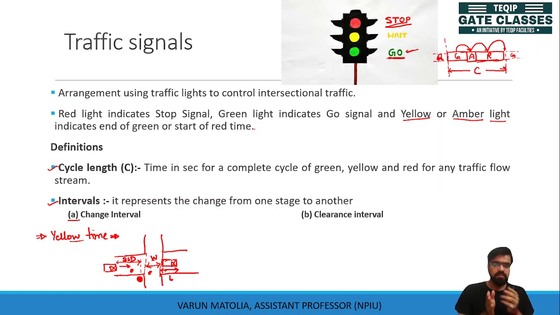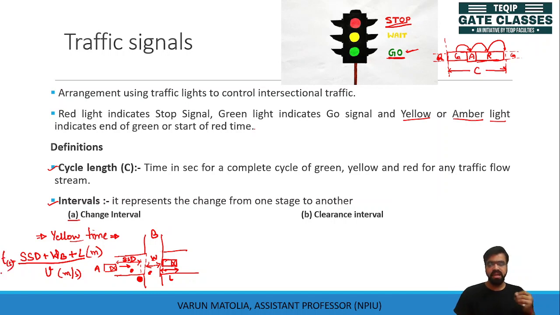So the maximum time which should be allowed in the change interval should be your SSD plus your width of opposite lane. Let us call this lane A and this lane B. So width of lane B plus the length of the vehicle. So this distance should be covered during that yellow duration, divided by the speed of the vehicle. Let us assume these values are given in meters, so velocity is taken as meters per second. So you have a time, that is amber time in seconds.